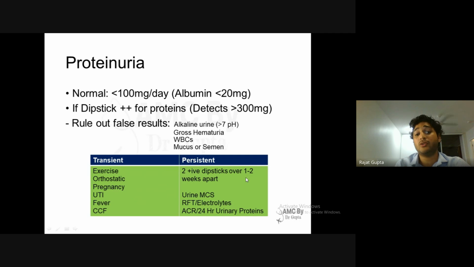positive dipsticks 1 to 2 weeks apart. For example, if a patient has proteinuria now and you repeat after 2 weeks and it's still there, it is persistent proteinuria. Then you have to go for urine microscopy and culture to rule out urinary infection, renal function test, electrolytes, and most important, urinary ACR, albumin creatinine ratio, or 24-hour urinary protein. Both these tests are almost the same, but for 24-hour urinary protein we have to collect urine for 24 hours. That is cumbersome. So random ACR is stat, you get to know how much protein the patient is losing. So that's good.